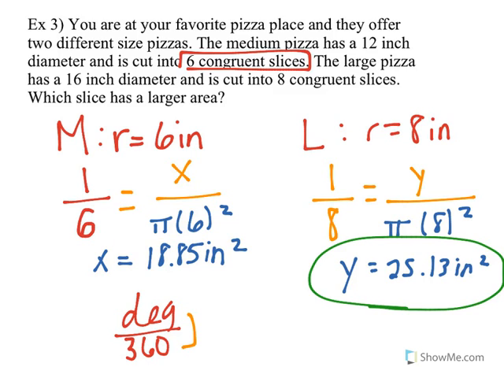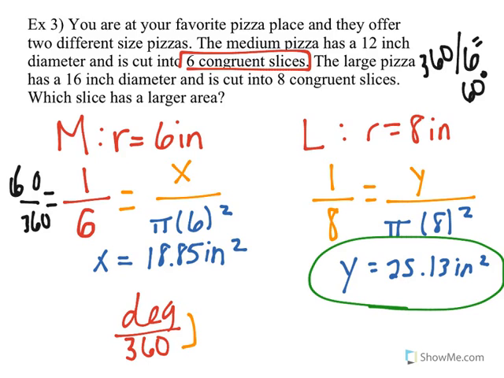Another way, just to step out, if you understand what I'm doing, that's fine, but if you're a little confused, instead of 1/6, you could have said, okay, there are 360 degrees in a circle, divided by 6 slices, so each angle is going to be 60 degrees. So you could have put 60 over 360. Guess what that reduces to? 1/6.